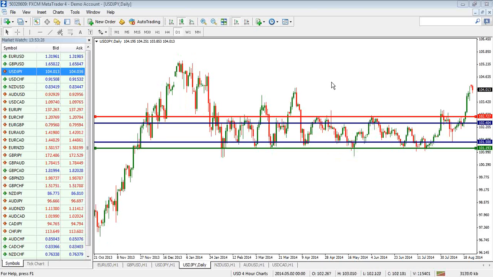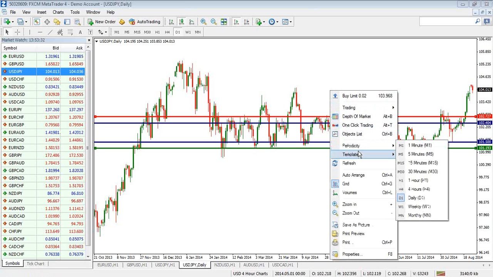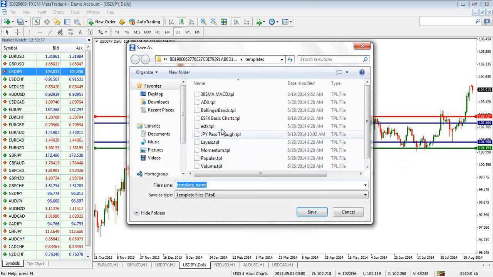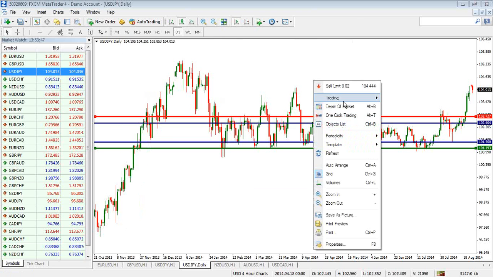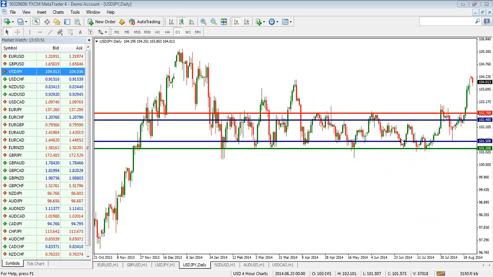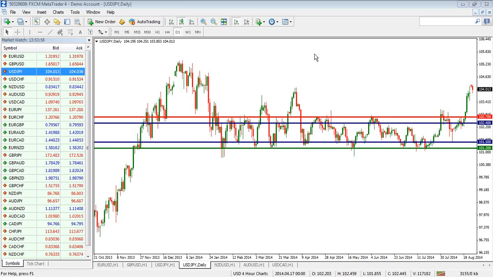You can customize them, and once you have them on a chart, if you want to save them, you can right-click in the MetaTrader anyway. You can right-click, go to your template, and save it as a template. Like you can see, I had it saved as a Japanese yen pass-through level on here. And once you save it, whenever you're in here, all you've got to do is click on the pass-through level template, and it will show you where they're at. So I just wanted to take you to MetaTrader real quick and show you how to draw those.